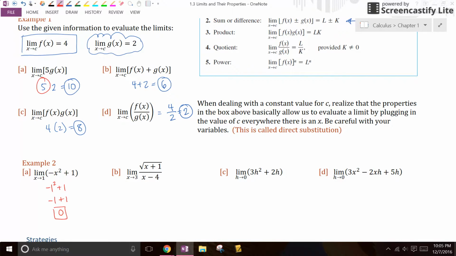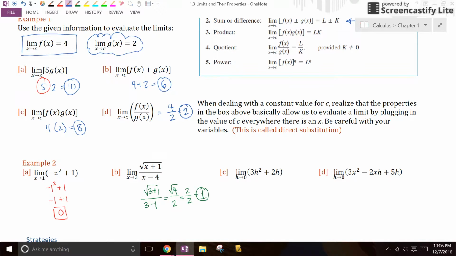If you plug a 3 in to b, if I go to b and I want to plug a 3 in, I would have the square root of 3 plus 1 over 3 minus 1, which is the square root of 4 over 2, which is 2 over 2, which is 1. So the limit of that is 1. If you looked at the graph, you would see the y values are 1 when the x value is approaching 3 from either side. Not a big deal. This is probably the simplest thing you could ever have when you talk about limits, and it's probably the one thing you'll forget by the end of the chapter.